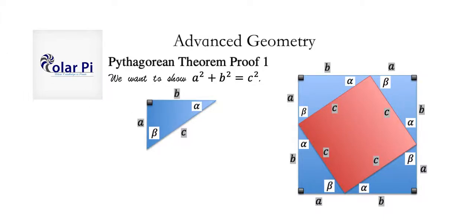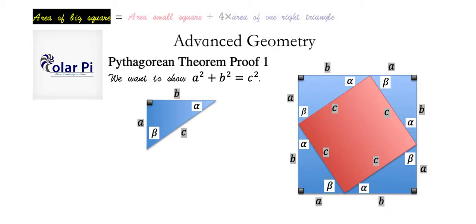Well, we know on the one hand that the area of the larger square, the big blue square, is equal to the area of this smaller red square plus 4 of the triangles' areas, right? So we know that the area of the large blue square is equal to the area of the small red square plus 4 times the area of one of the right triangles, right? Okay, cool. Alright, so let's write this down then.